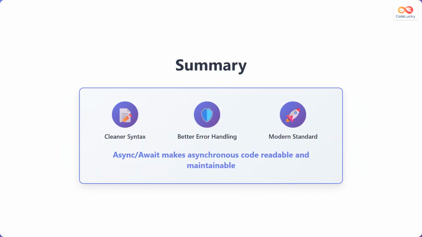In summary, async/await offers cleaner syntax compared to traditional promise chains, making asynchronous code easier to read and maintain. It provides better error handling with try-catch blocks, ensuring robust code. As a modern standard, async/await is widely adopted and improves the overall development experience. Async/await makes asynchronous code readable and maintainable.